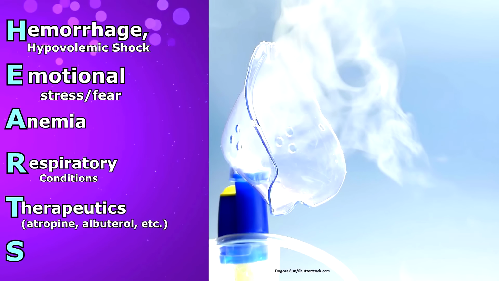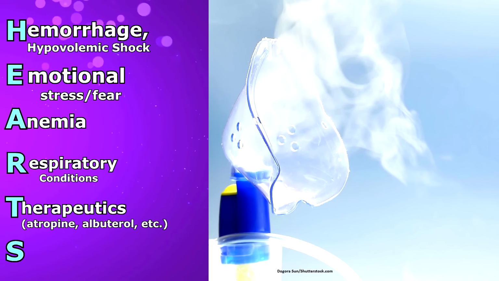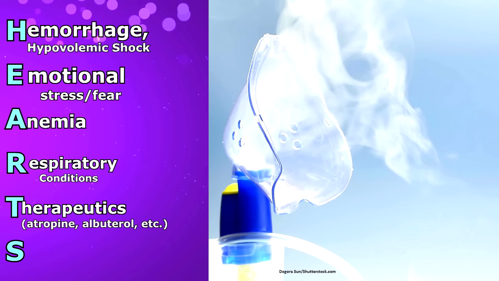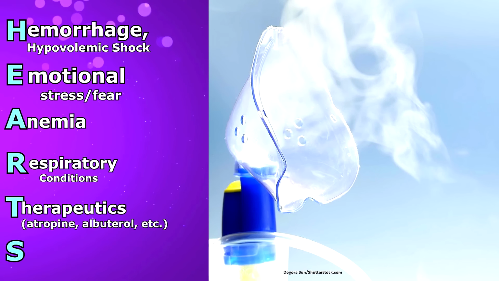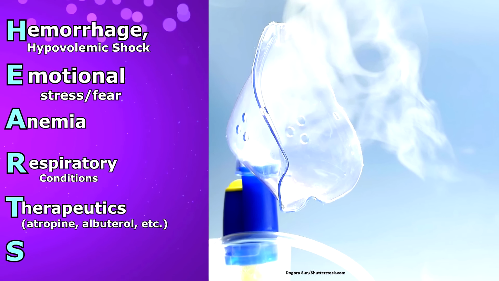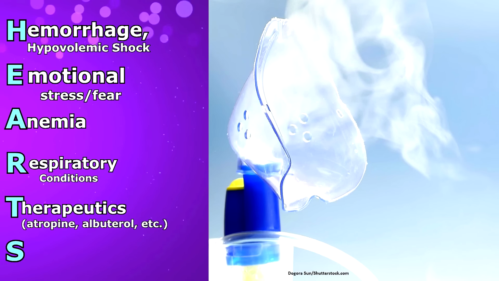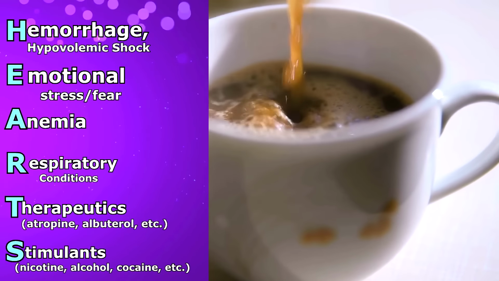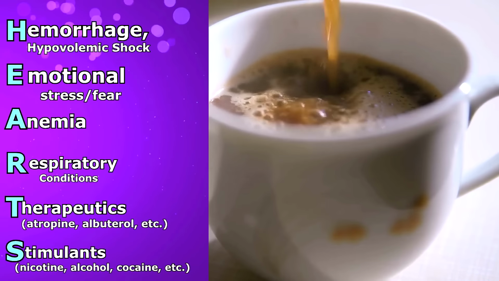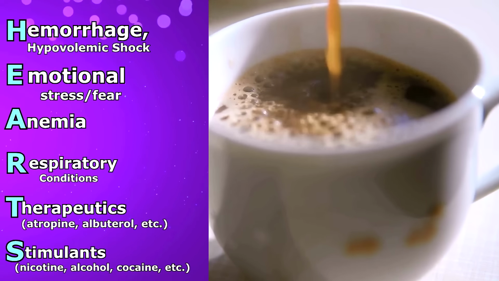T is for therapeutic. So medications can increase the heart rate like atropine, albuterol, dopamine, epinephrine. So if your patient is tachycardic, look at their medication history, see if they're taking any of these, especially if they've maybe had an albuterol breathing treatment. That can increase the heart rate. And then lastly, stimulants can do this, like nicotine, alcohol, cocaine, caffeine, and amphetamines.